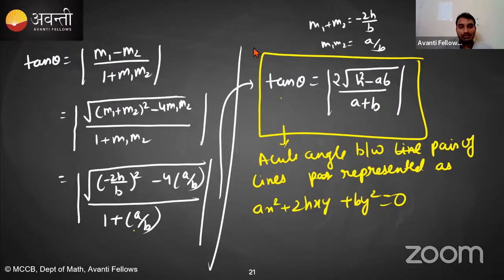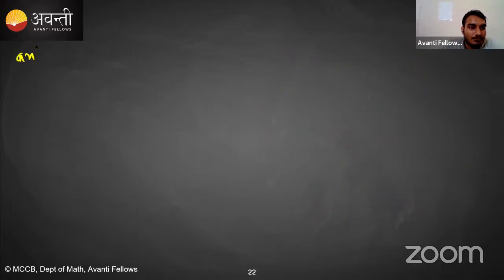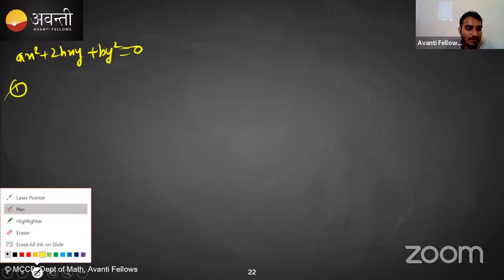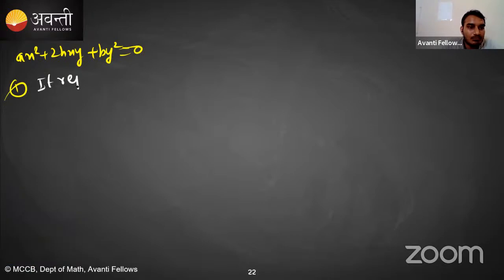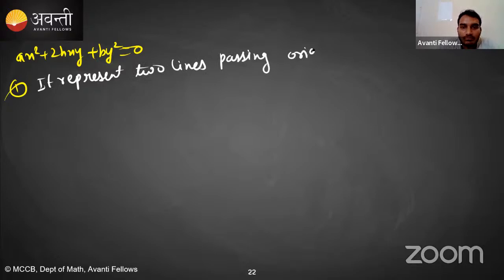So there are many things we can induce from just this equation. First thing is, ax square plus 2hxy plus by square is equal to 0. First thing that you make a note of is that it represents two lines passing through origin.